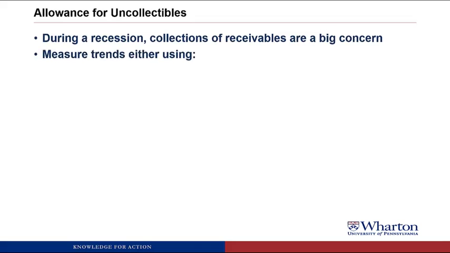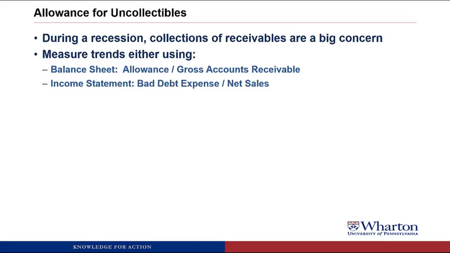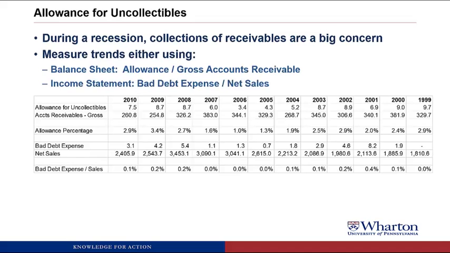We can try to measure the trends using either balance sheet numbers, so we'll divide the allowance by gross accounts receivable, or income statement numbers. We can use bad debt divided by net sales to get a sense for any kind of trends. So this is information that I pulled from page 109 of the Vulcan 10K. I'm not going to pull that up, but you can go look at that at your leisure.